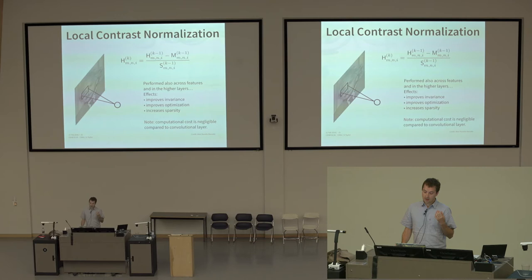So it can be, typically it's done spatially, but it can be done across features as well. And it can be applied everywhere from the input all the way to higher levels of the network. It improves the invariance properties of the feature detectors, it improves optimization, and also increases sparsity of the feature maps. In recent years, it's been supplanted by something else you might have heard about called batch normalization.